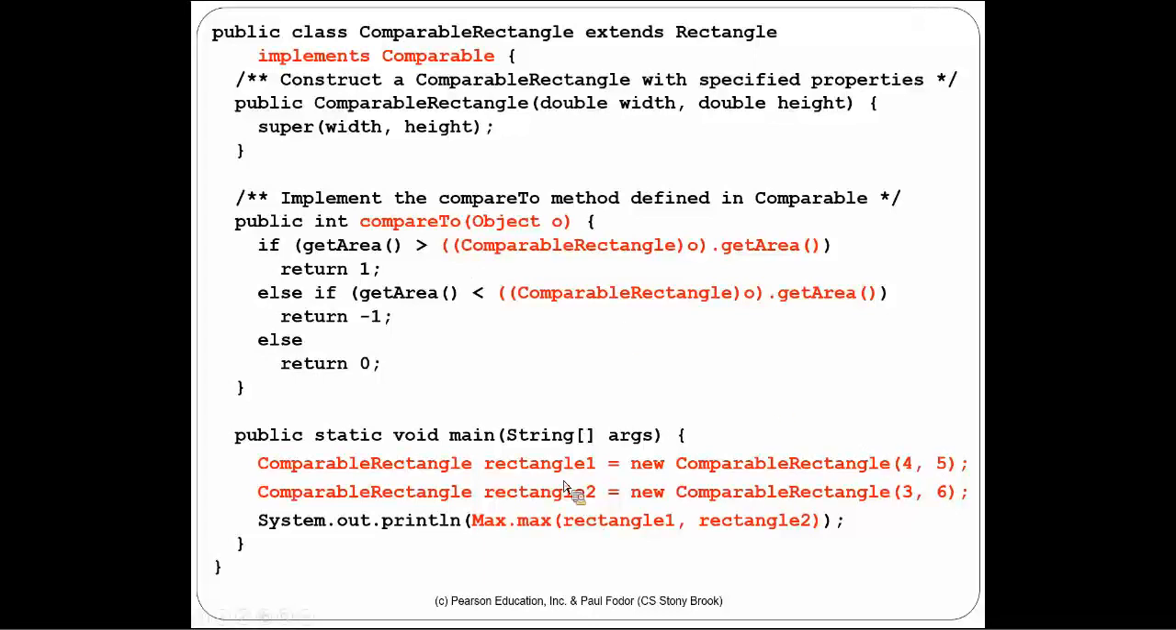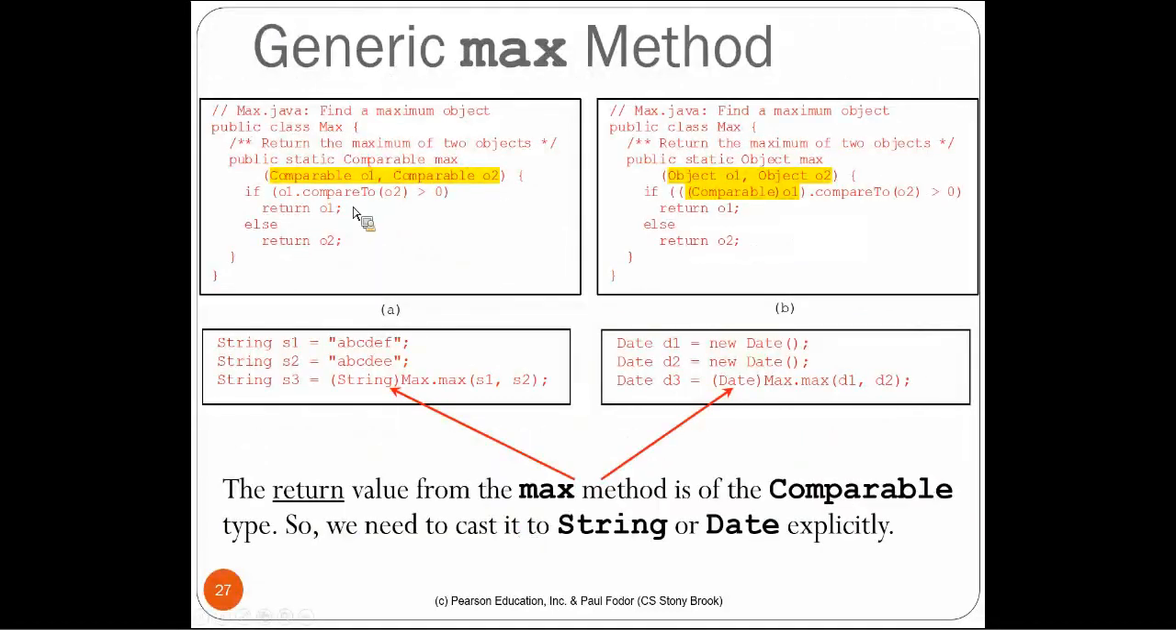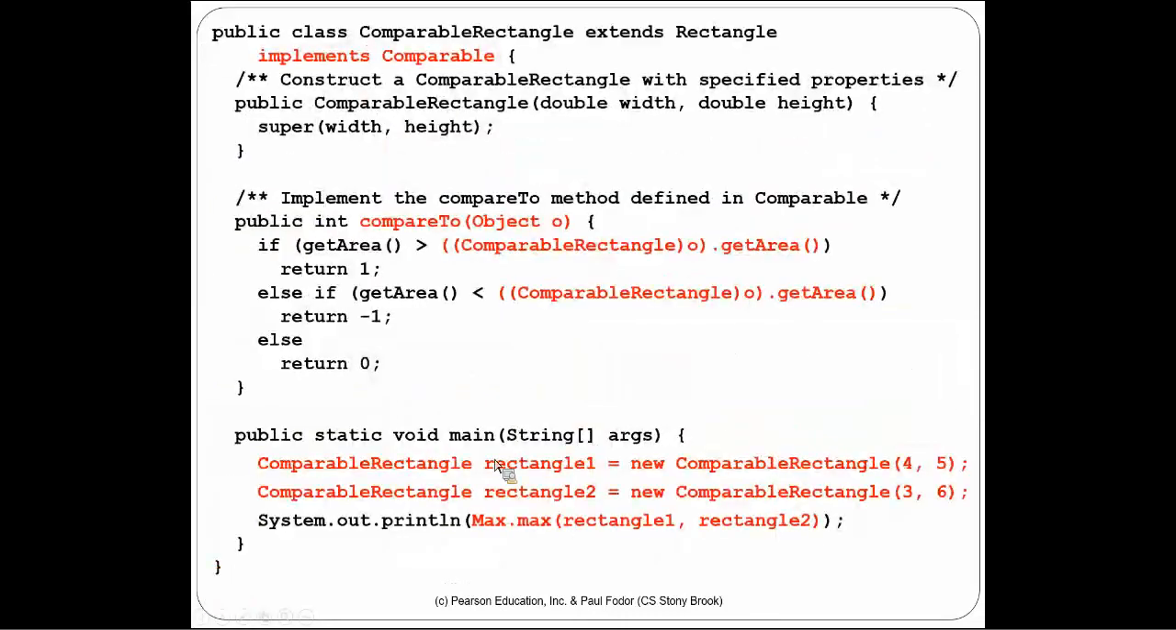And in my example, I create two rectangles, one rectangle that has width 4 and height 5, and another rectangle that has width 3 and height 6, and I actually invoke the method max. So the method max that we defined in the class max two slides ago basically takes two comparable objects and returns the one that is maximum with respect to the compareTo method. So the method max will be invoking the compareTo method, and through dynamic binding from the Comparable interface, we actually take the correct compareTo method for ComparableRectangle.